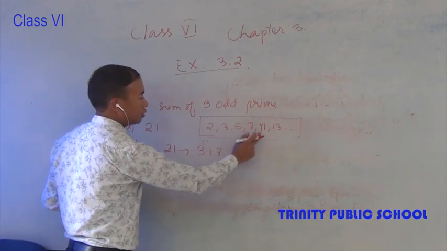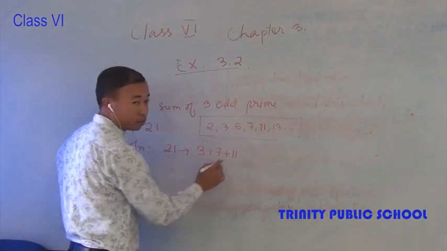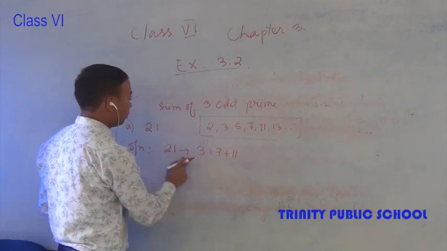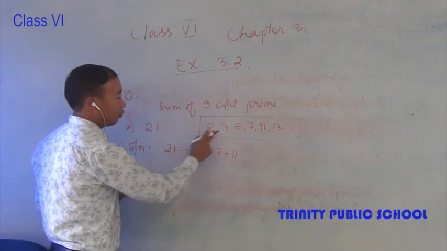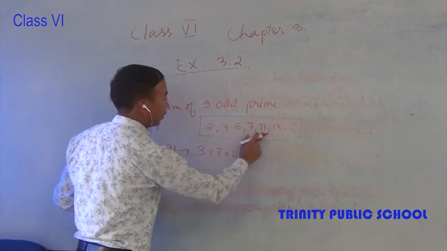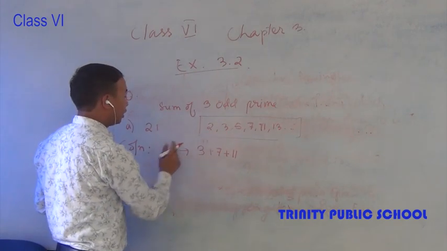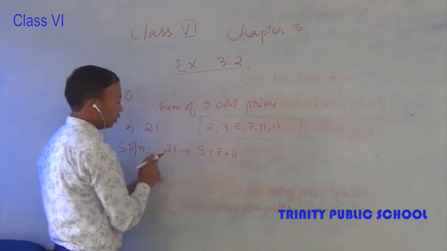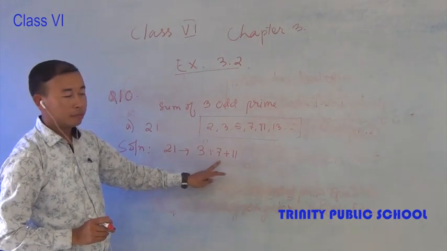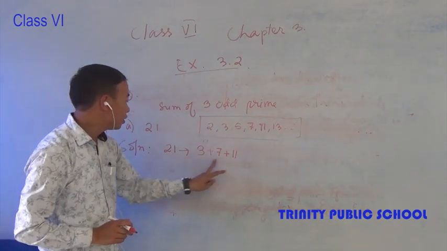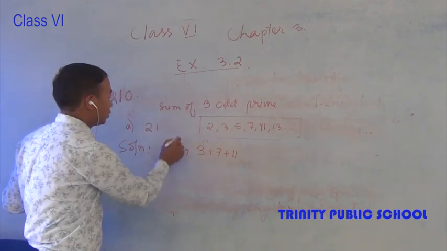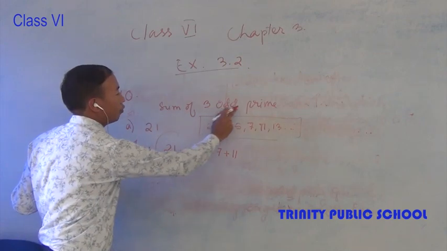The method is difficult, we have to search, we have to find whether the sum is 21 or not. We have to check, we have to take any 3 odd prime numbers. Here also these are all prime numbers. We have to choose to get the answer. For 21, I have chosen 3 odd prime numbers: 3, 7 and 11. The sum is 21. Is that right? The question says express this number as a sum of 3 odd prime numbers.